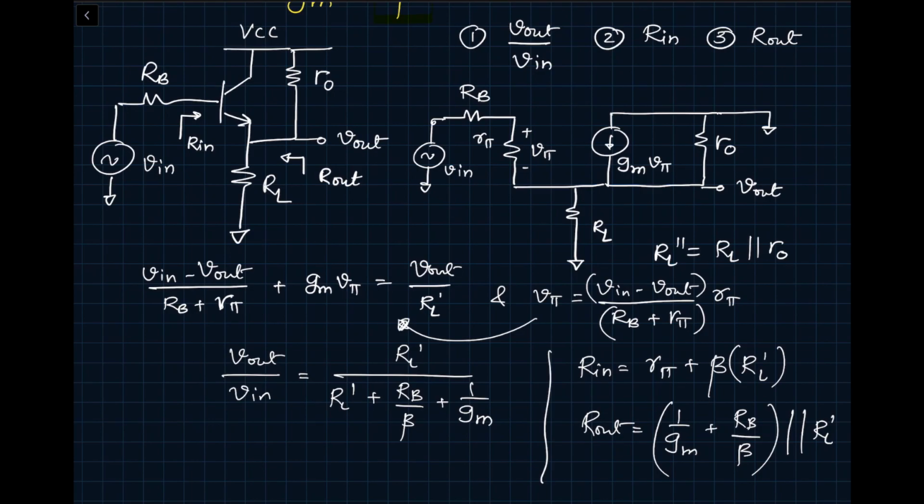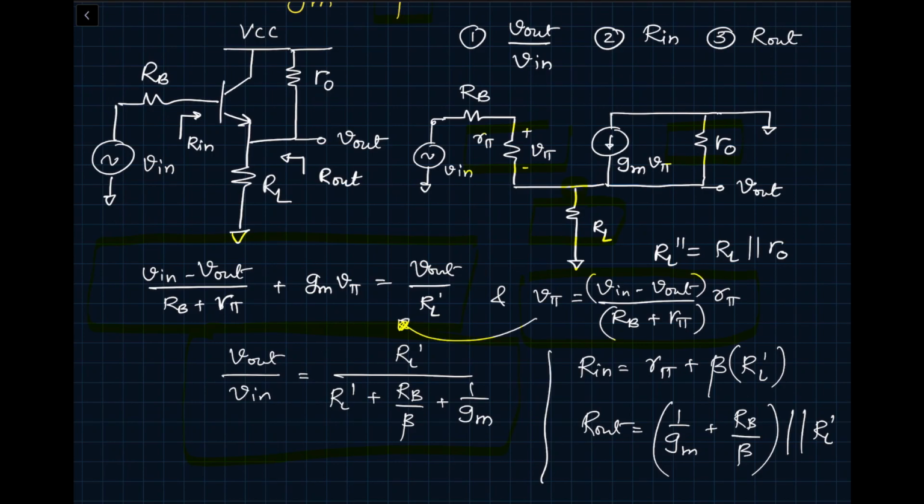Okay, so let's pause and review the equations one more time. This expression is essentially KCL at this particular node, and this is a voltage divider expression where we are looking at the voltage across this resistor, RB plus Rπ. Once you substitute, you will get your gain, which is RL prime divided by RL prime plus RB divided by beta plus 1 over gm. RL prime, the way to look at it is, if you look at these two resistors, Rout and RL, they are connected across Vout to ground in parallel.